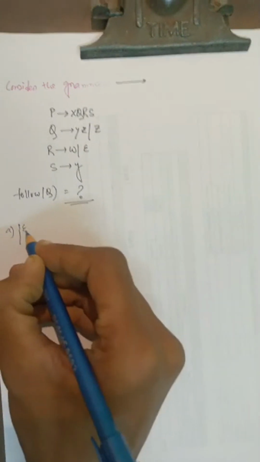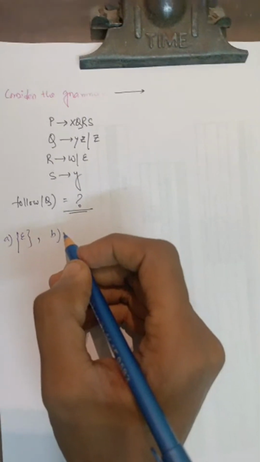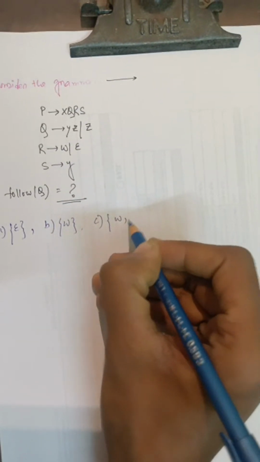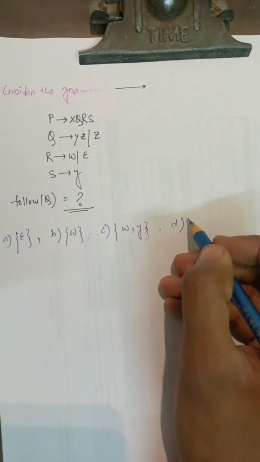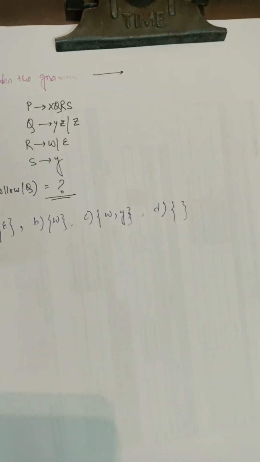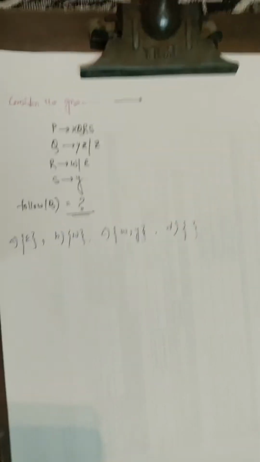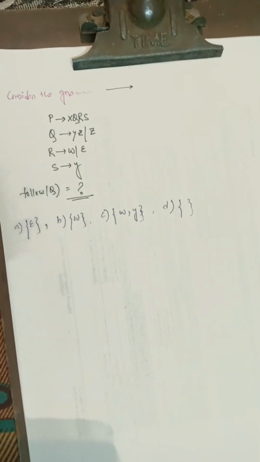I am giving the options as well. Option A is epsilon only. Option B is W. Option C is W, Y. And option D is epsilon. If anyone has any question, please ask in the comment section. The second question is: consider the grammar, find the follow of Q and solve it.